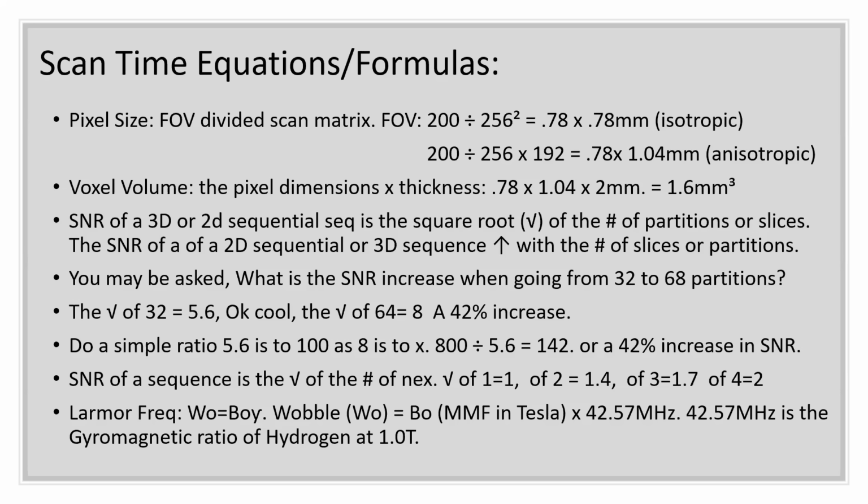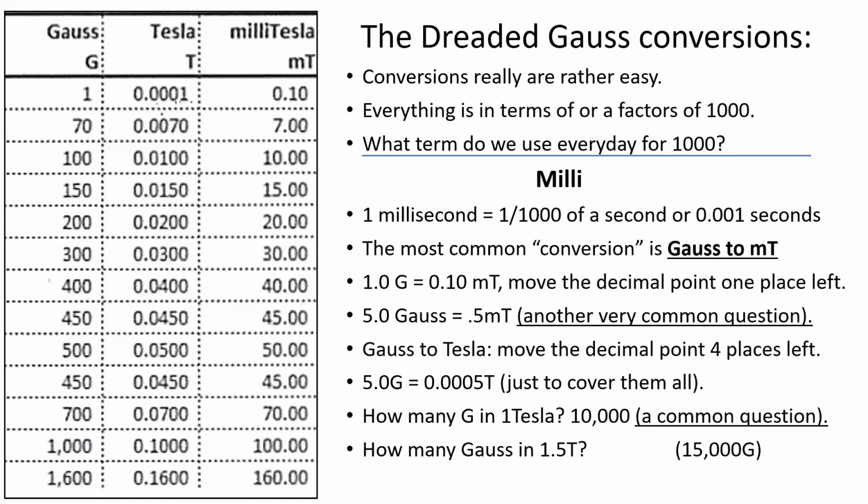And Larmor frequency, just to throw that in at you, you are going to be asked that, I'll bet, a cup of coffee. So wobble is equal to B0 times gamma. So wobble or precessional frequency is equal to the field strength, the main magnetic field in Tesla, times 42.57 megahertz. That 42.57 is the gyromagnetic ratio of hydrogen at 1 Tesla. That is a constant, and they ask it all the time. What is the gyromagnetic ratio of hydrogen at 1 Tesla?